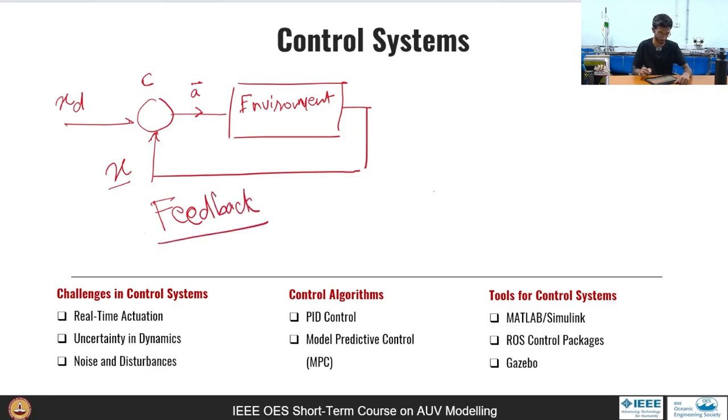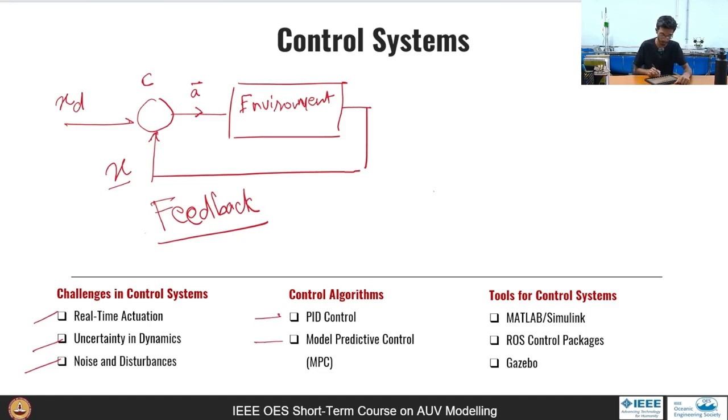In autonomous systems, in case of control systems, various challenges include real-time actuations, uncertainty in dynamics. In case of AUVs particularly, this is a very important concern, since the uncertainty in dynamics can lead to inaccurate controls, which is essential to be corrected when implementing controls in a more stable manner. There are also concerns about noise and disturbances, external disturbances that can be present in the system.